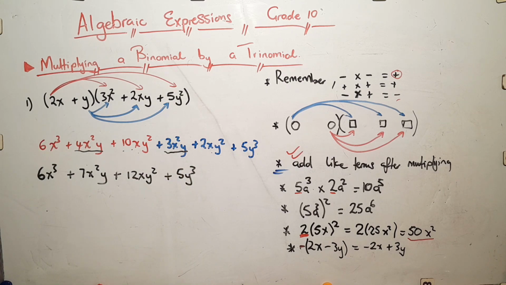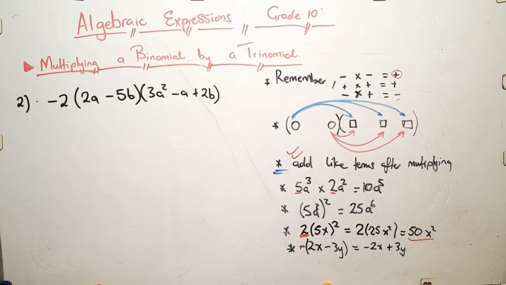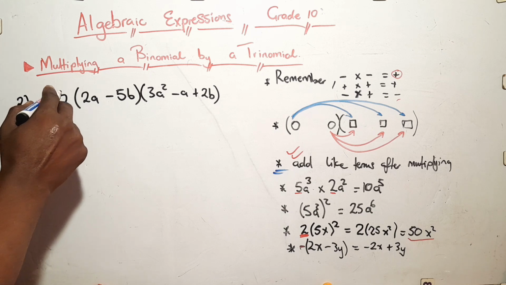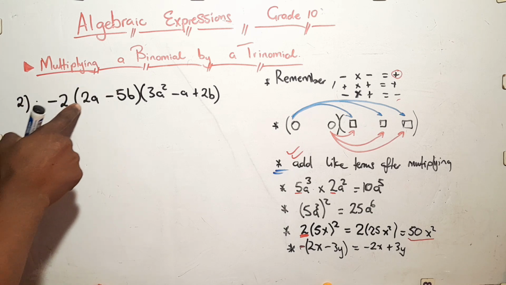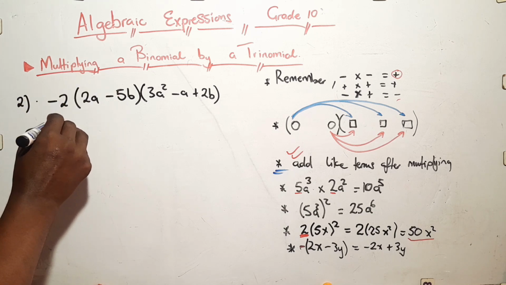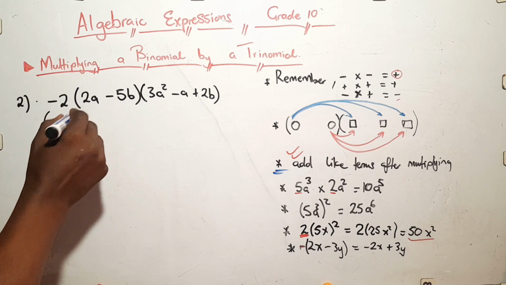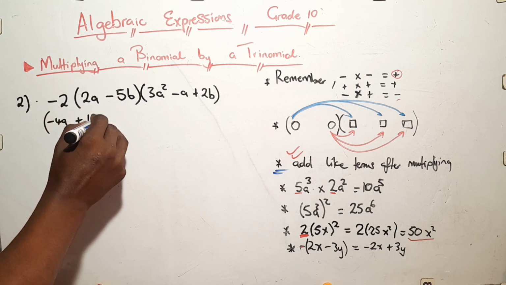Maybe let's take another example and see how to do this. But these are way simpler, trust me. Let's take a look at this example. Before multiplying out the brackets, let's first multiply by the term outside the bracket. So this is going to multiply this and also that. Negative 2 multiplied by 2a gives us negative 4a, and this multiplied by this is positive 10b.